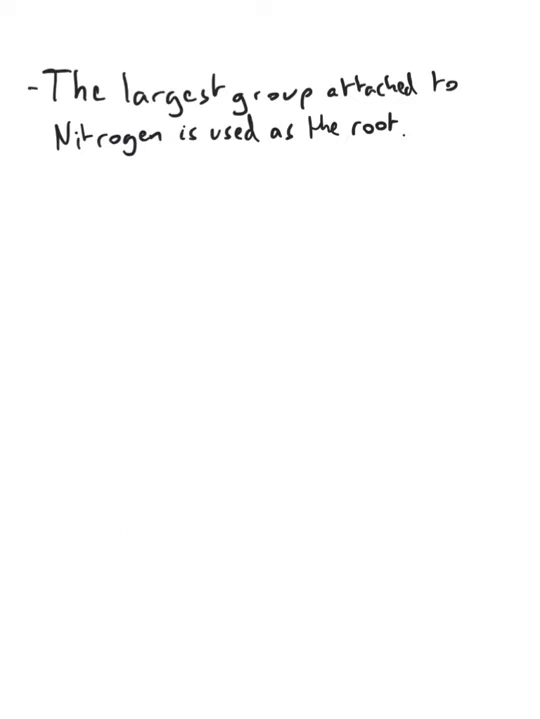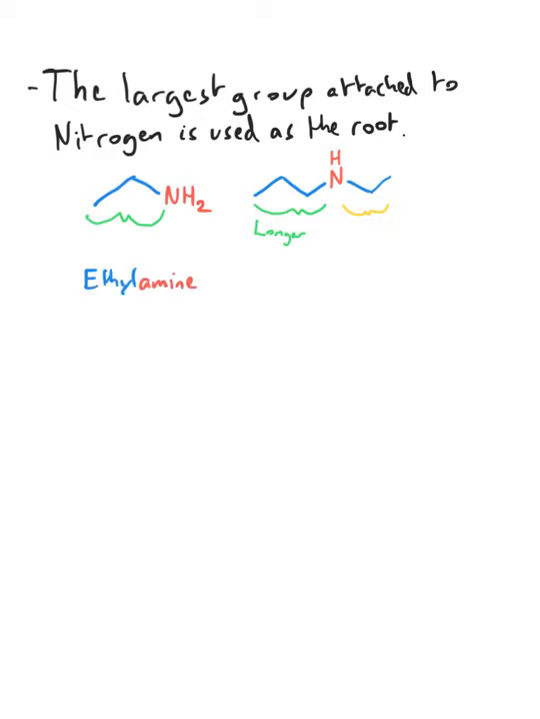The largest group attached to the nitrogen is used as the root. So for example, in a primary amine, it's just whatever carbon chain is attached to the nitrogen, whilst in the secondary amine, whichever one is longer will count as the root. So for example, here we have ethylamine, this primary amine, and this is apparently a propylamine with an ethyl group on the nitrogen.